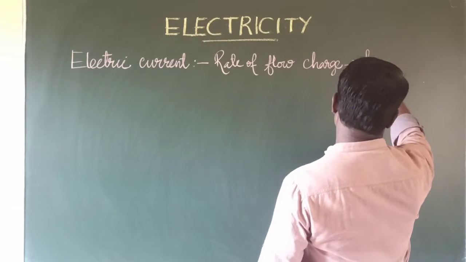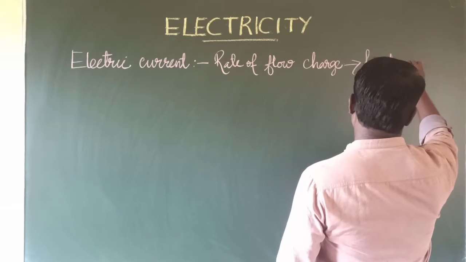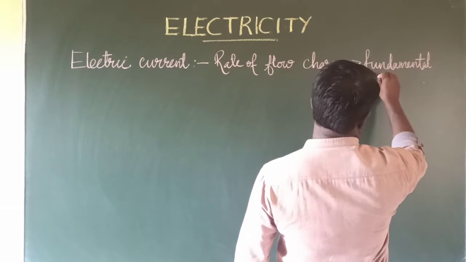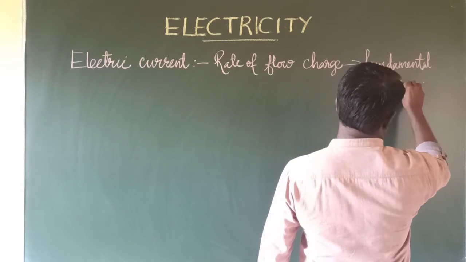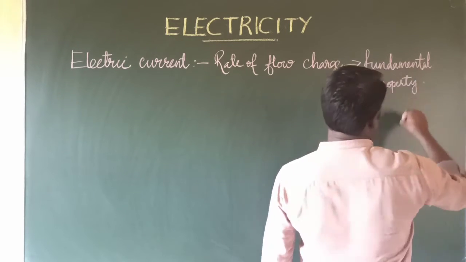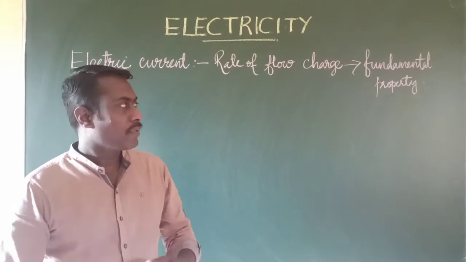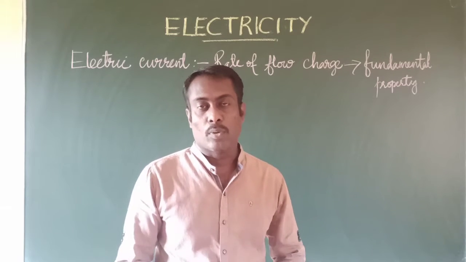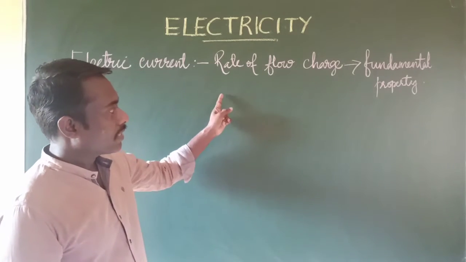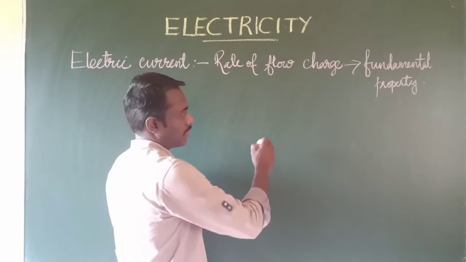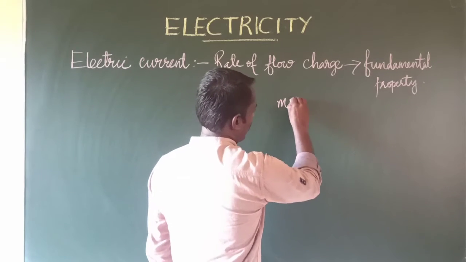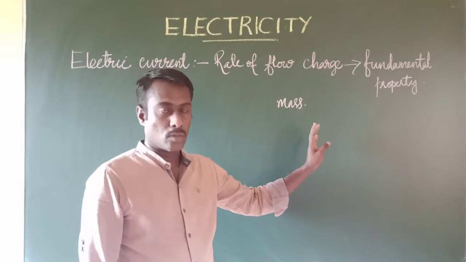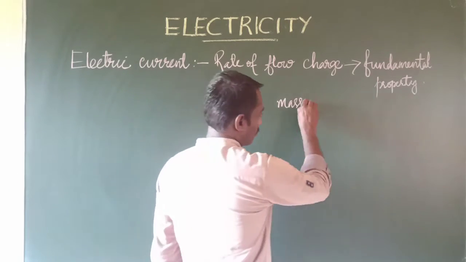It's a fundamental property of matter. Then how can we connect this charge? Since it is a fundamental property, we can relate this charge to the mass of a material. And we know that mass is another fundamental property of matter or material. Then what do you mean by mass?